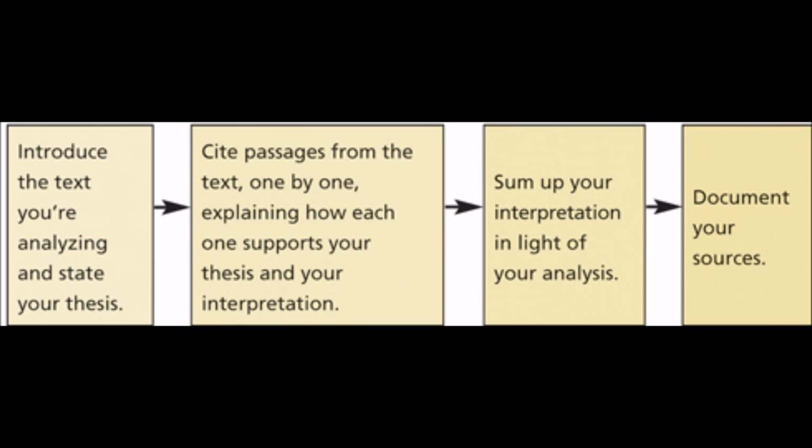First, you introduce the text and state your thesis in the beginning of your paper. When you go to write the quotation, you have to introduce it. You can't just drop it in. So who said it and what are their credentials? Then you cite the passage from the text and explain how it supports your thesis. Then you sum up your interpretation in light of your analysis. And finally, you document your sources.